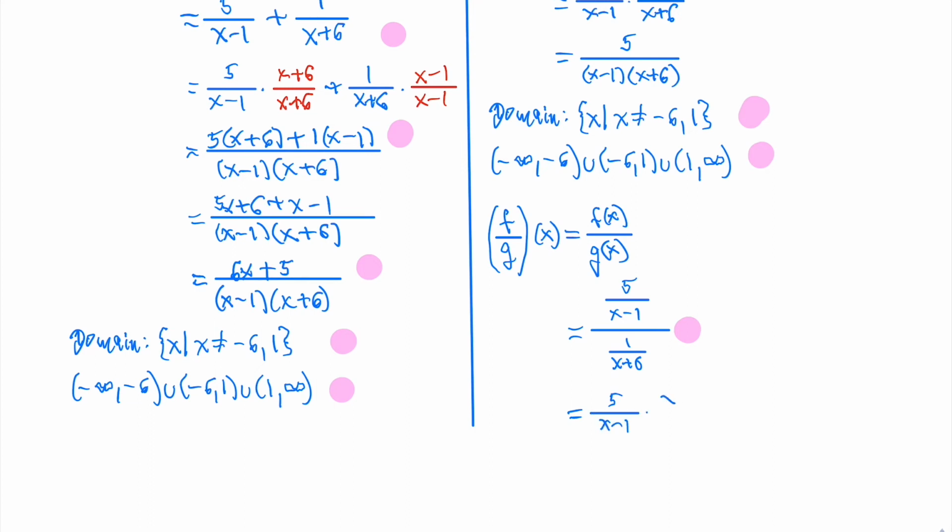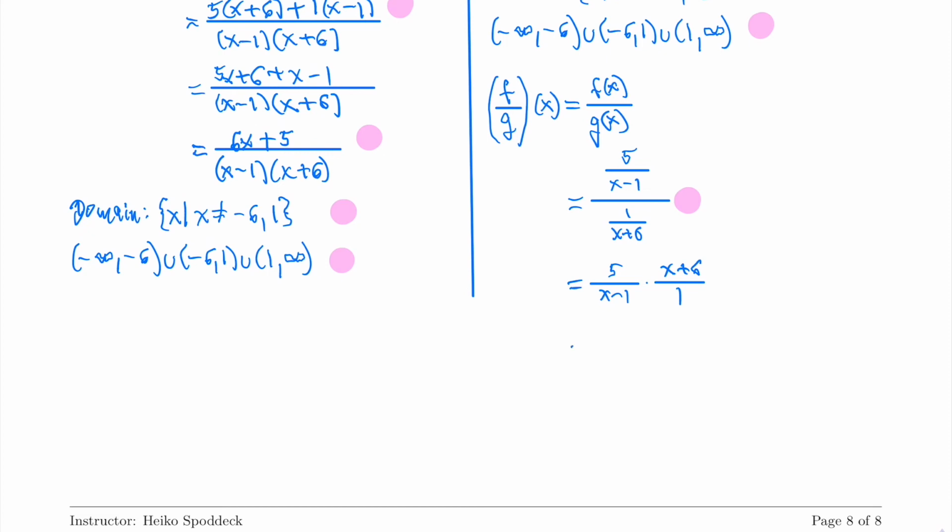So I have 5 over x minus 1 times x plus 6 over 1. Now I'm back to multiplication, and I can simply write that equals 5 times x plus 6, and my denominator now is only x minus 1. Depending on the situation, we may or may not distribute the numerator. That depends on a few factors. One of them is whether or not you can cancel with the denominator, and sometimes it's simply a matter of style. So what about our domain here now?